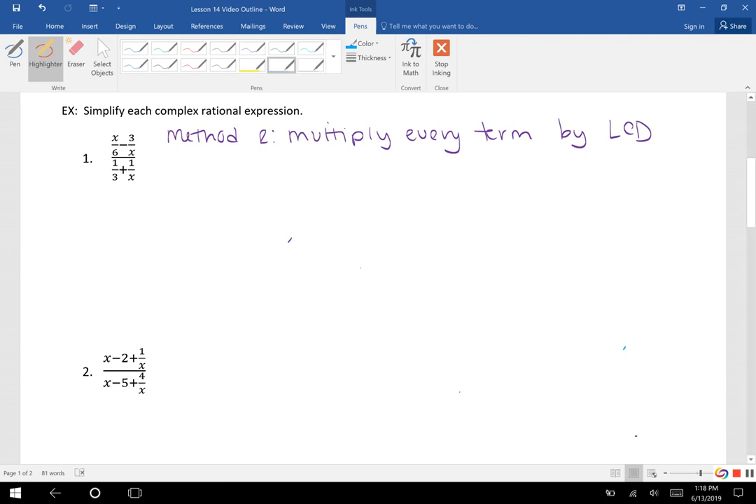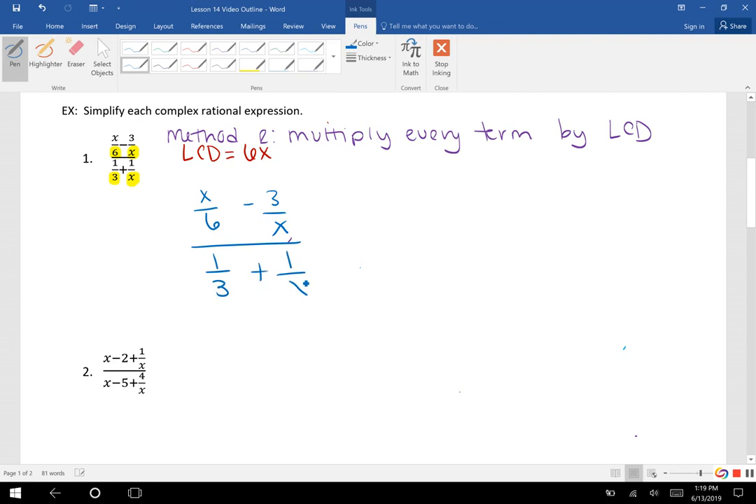So the idea is you look at all of the denominators. We've got a 6, an x, a 3, and an x. And you find the LCD for all of those denominators. In this case, it would be 6x. And then you take the expression, and I'm just going to copy it down so it's a little bit bigger. And we are going to multiply everything by that least common denominator. So I'm going to take every term on the top and multiply it by 6x, and every term on the bottom, and multiply it by 6x.